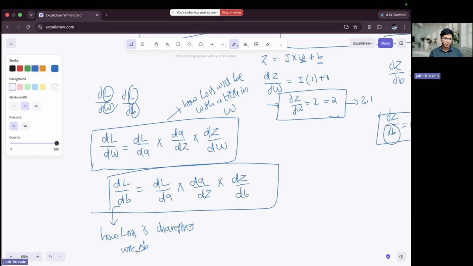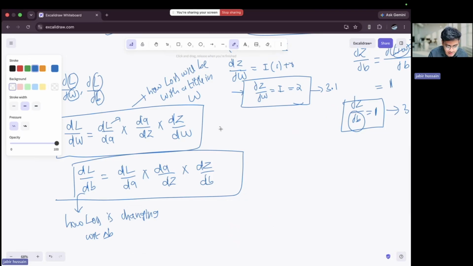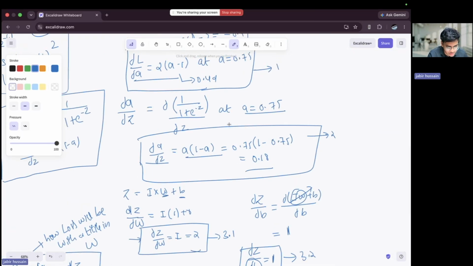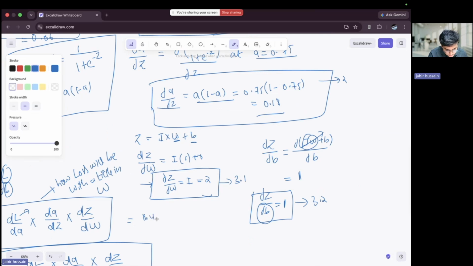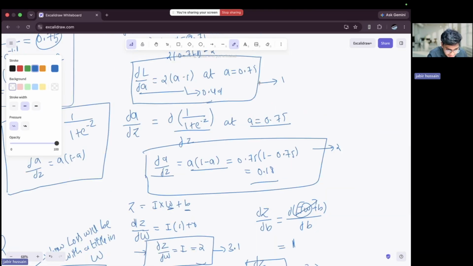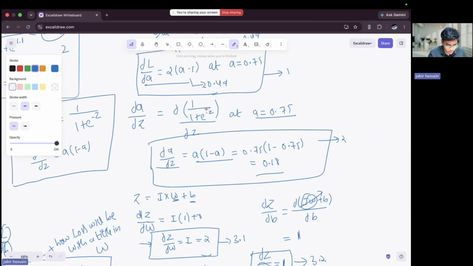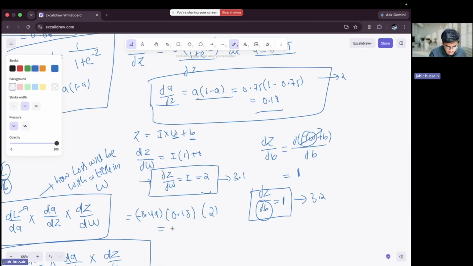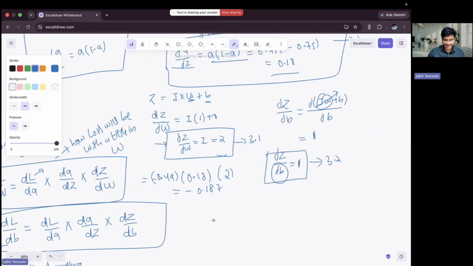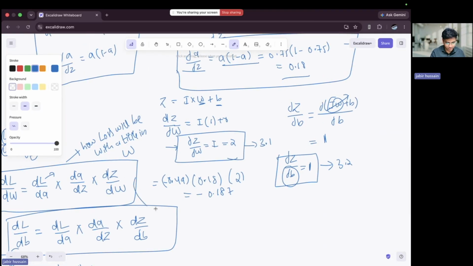Got it? Now let's calculate as well. What value did we get here? It gave us, in equation 1, 0.49. So 0.49 multiplied by 0.18 multiplied by 2. So it will give us 0. Wait a second, this is minus, right? Actually, I think this is minus. Yep, minus 0.49. Okay, so this will give us minus 0.187. It means that the value of this derivative is this thing for the given inputs.